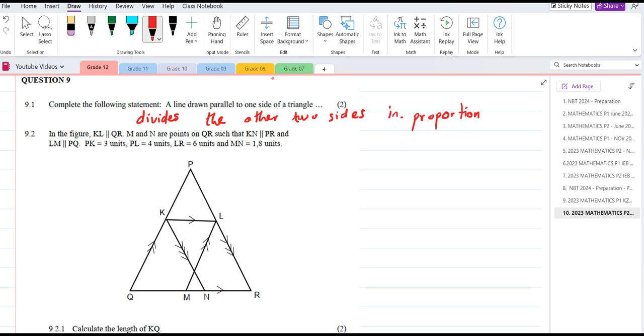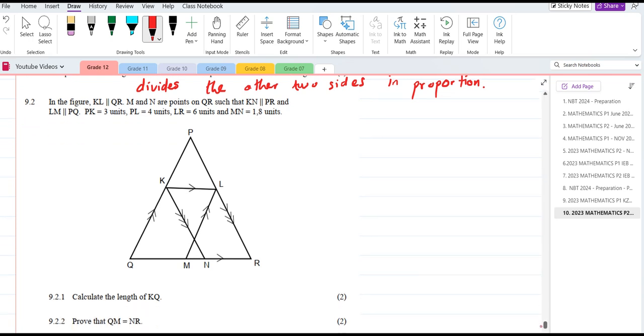Okay, in proportion. Right, so we good. Let's calculate these. Now make sure to find a triangle that has a parallel line inside. There's so many parallel lines, 3 different parallel lines, crazy. In the figure, KL is parallel to QR. Okay, we got all that. We just need the important points. We got 3 different parallel lines.